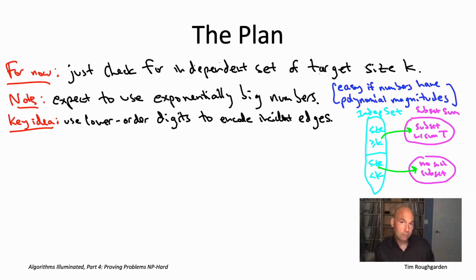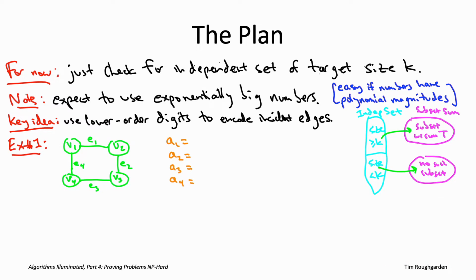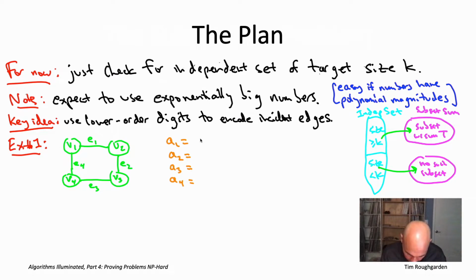Let's look at a 4 cycle. There are four vertices, so in this initial attempt, we're going to be using 4 numbers, 1 for each vertex. So let's use A1, A2, A3, A4 for the vertices V1, V2, V3, V4. The leading digit of each Ai is always going to be equal to 1, and then there'll be 4 trailing digits, which encode which of the 4 edges is incident to that vertex. So let's give everybody their leading digit of 1.